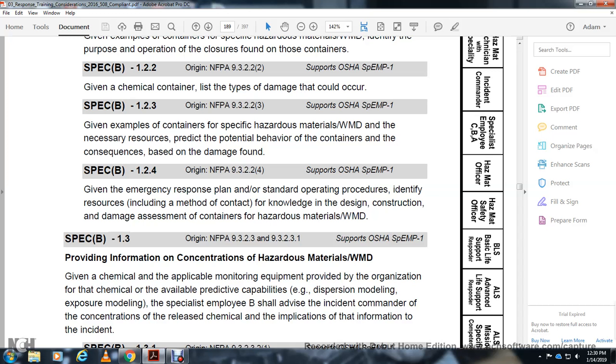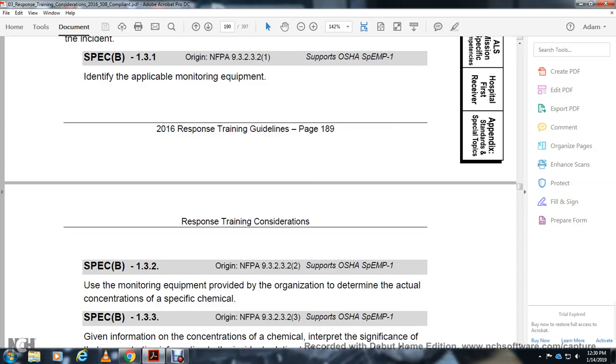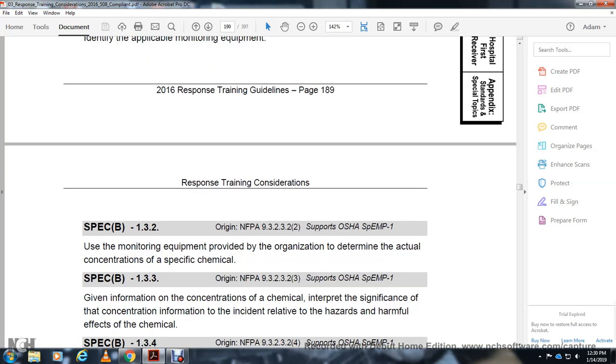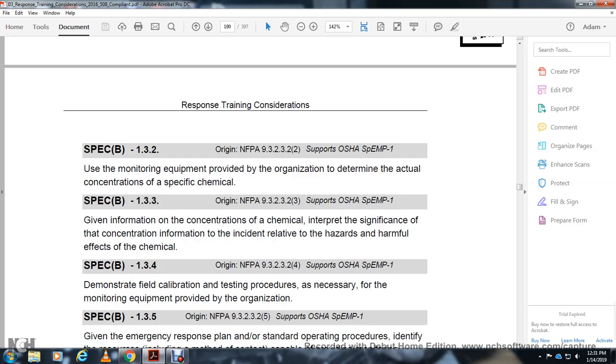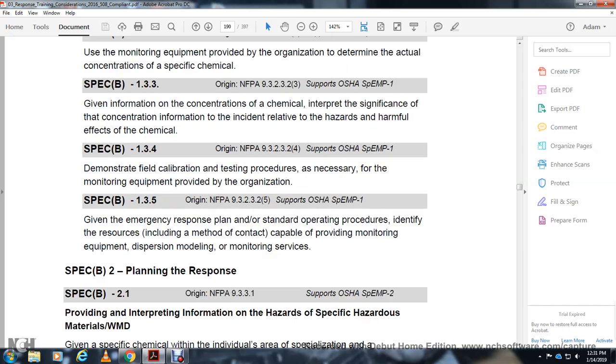release of the chemical, the implication of the information. Identify the applicable monitoring equipment and use the monitoring equipment provided by the organization to determine the actual concentration of the specific chemical. Given the concentration of the chemical, interpret the significance of the concentration information relative to the harmful effects of the chemical. Demonstrate the field calibration and testing procedures necessary for the monitoring equipment provided by the organization. Given the emergency response plan and standard operating procedure, identify the resources, including the method of contact, capable of providing monitoring equipment, dispersion models, monitoring services, and planning of the response.